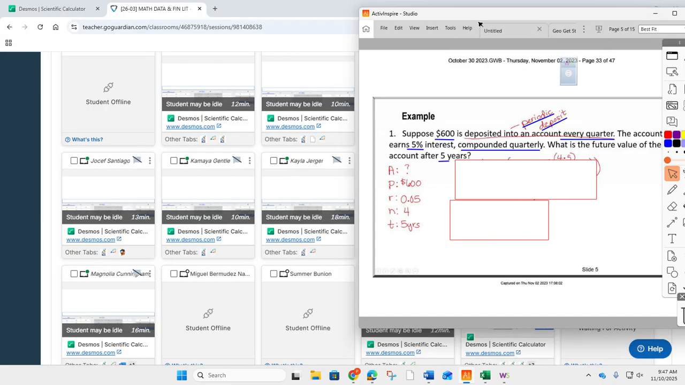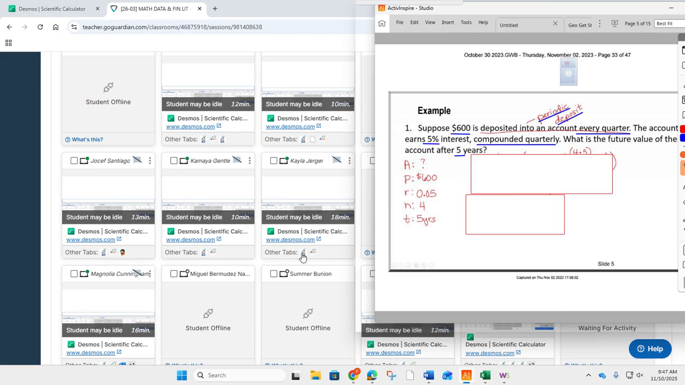Then I'll let you copy it down for mine in a second. But we're going to practice entering it if I can find my Desmos calculator. So everybody get on your Desmos calculator.